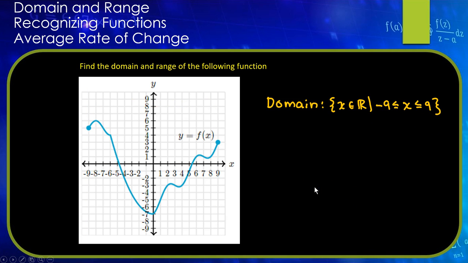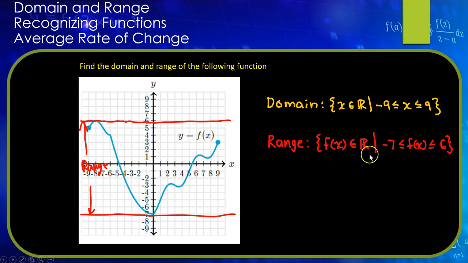And again, for the range, I'm looking for basically where the y values go from. It's still a y value, it's a function of x. So I'm looking for the highest and lowest points. The lowest, it looks like it goes down to is -7. The highest is 6. So my range is between those two values. And so my range would be all real numbers between -7 and +6.